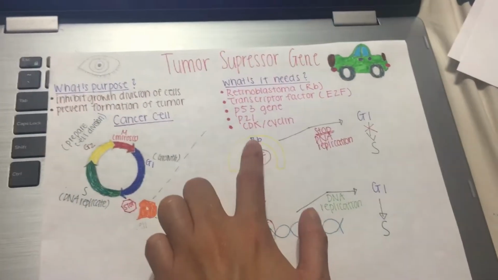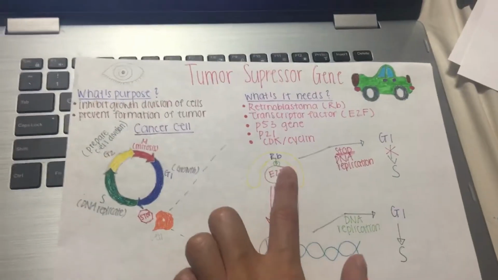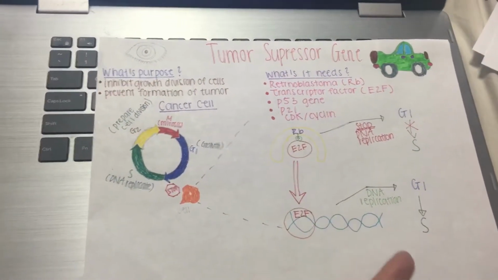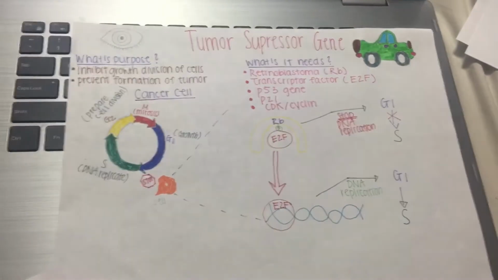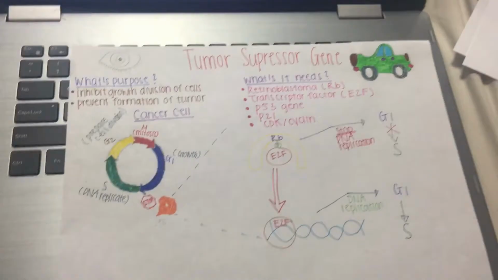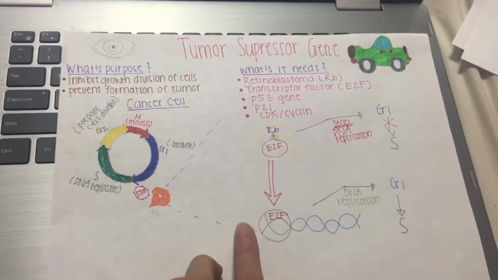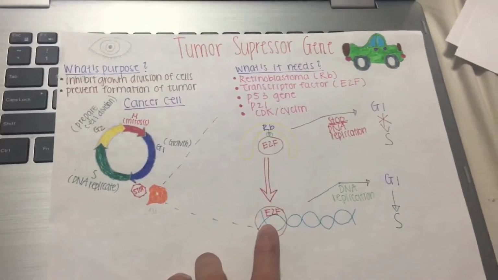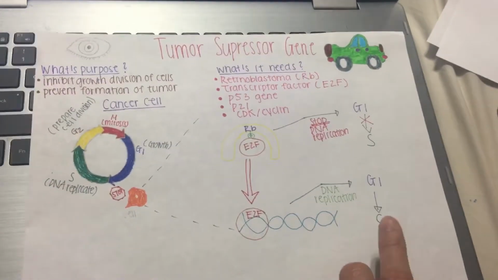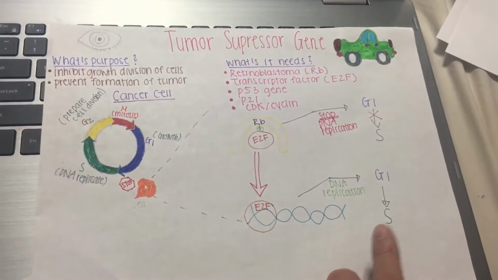A mutated RB cannot bind to E2F whether we have the phosphate group or not. It will not function anyway. But the E2F still allows cells to move to S phase.